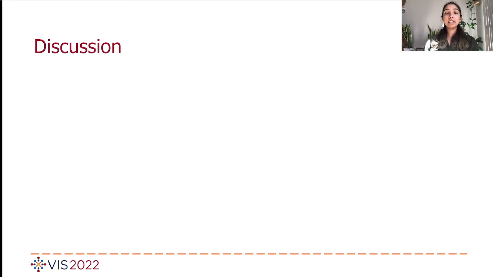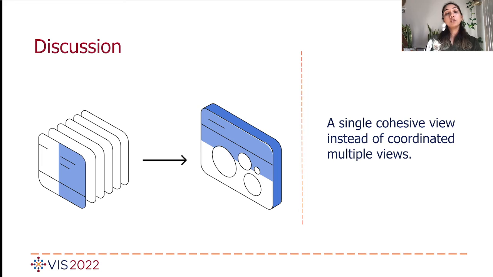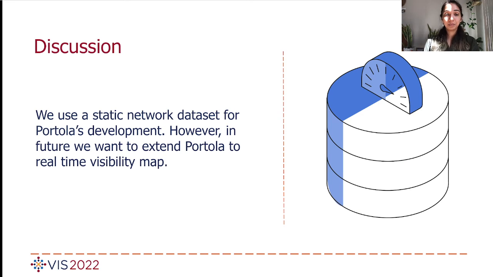We will now proceed into the discussion part of this presentation. From our domain collaborators, we learned that splitting the information into multiple views wants the analyst to stitch together a cohesive view in mind, which can be error-prone and can lead to mistakes. Network data changes with time. Therefore, we want to extend Portola's layout to effectively show the change in the network and the hierarchy structure between two timestamps.